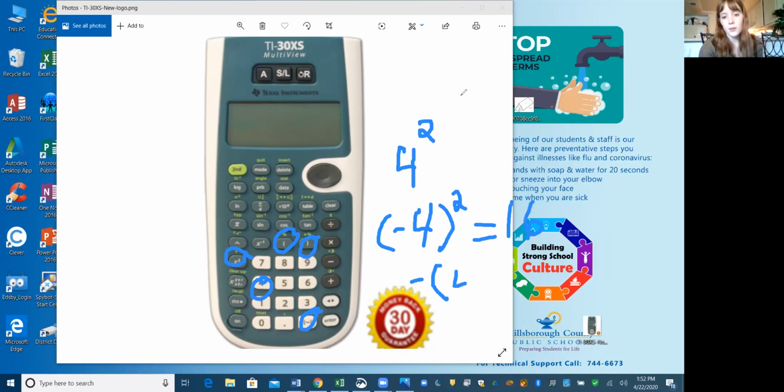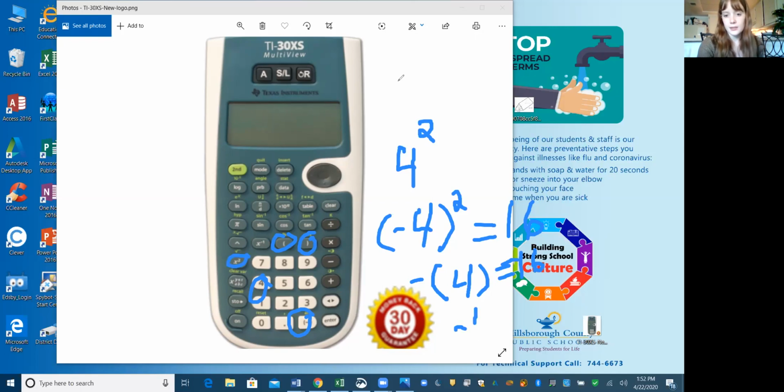This is different when there's a negative on the outside of the parentheses. When you put that in your calculator, make sure you do it exactly how you see it. So kind of have to follow along with the order here a little bit. In this situation, the first thing that goes in your calculator is that negative sign, then the parenthesis, then the 4, then the parenthesis, and then the squared symbol. And you should get negative 16.